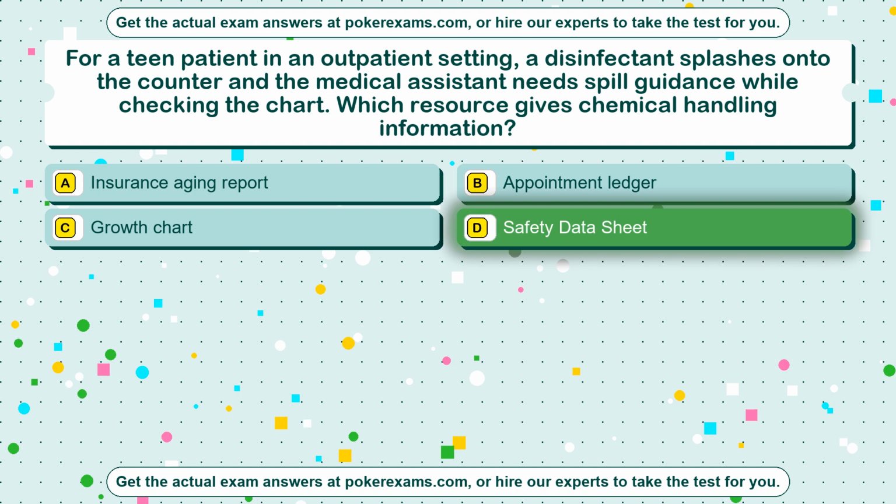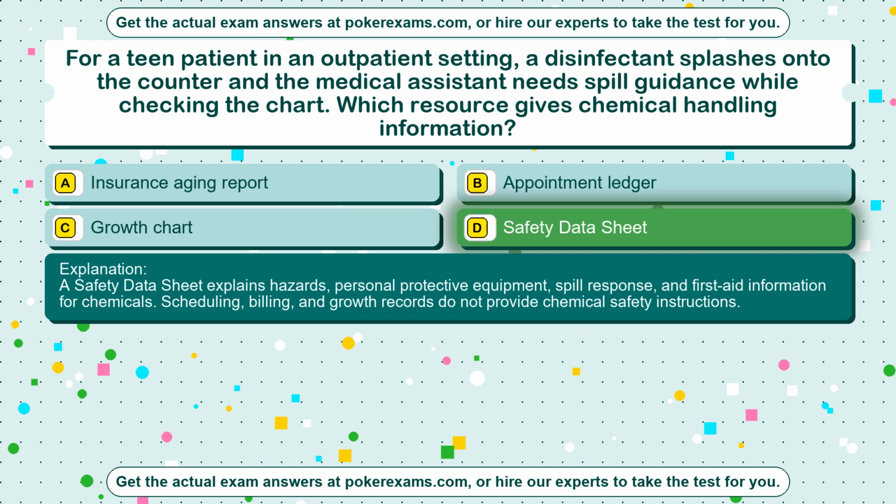The correct answer is option D, safety data sheet. A safety data sheet explains hazards, personal protective equipment, spill response, and first aid information for chemicals. Scheduling, billing, and growth records do not provide chemical safety instructions.